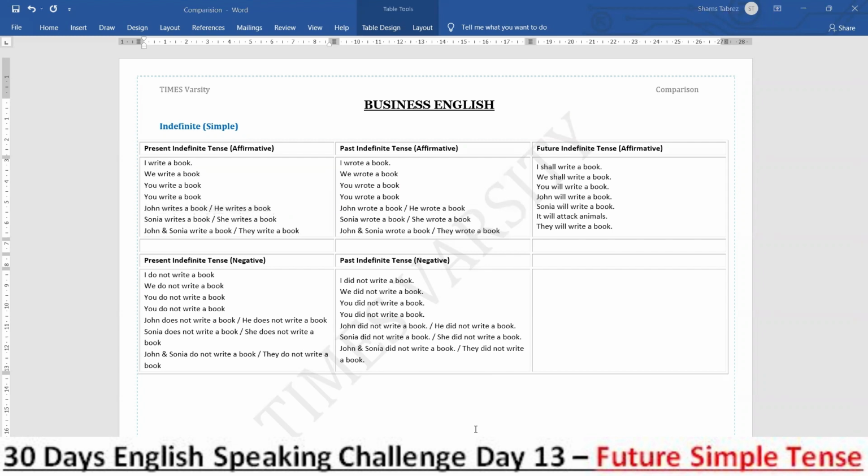John writes a book. Yes, es is added to the verb for present indefinite affirmative. John writes a book, or instead of John, we can say he writes a book. It is in present tense. Yes, please read again and translate.